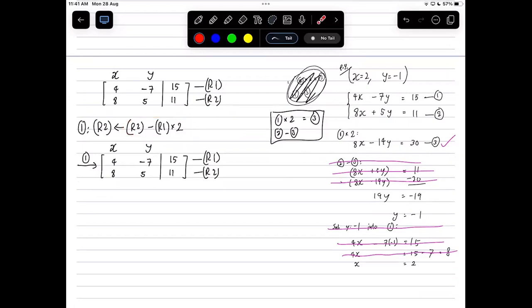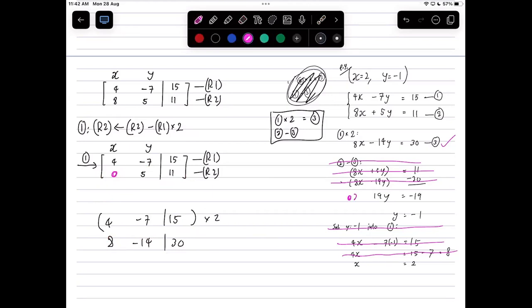So row 1 is 4, minus 7, 15. Let's write it down: 4, minus 7 and 15. We're going to times 2 to it. This gives us 8, negative 14, 40. Then we take row 2 minus away 2 copies of row 1. This is R1 times 2. We take the top guy minus away the bottom guy. This is 8x, you subtract away 8x from 8x, what are you left with? You're just left with 0.